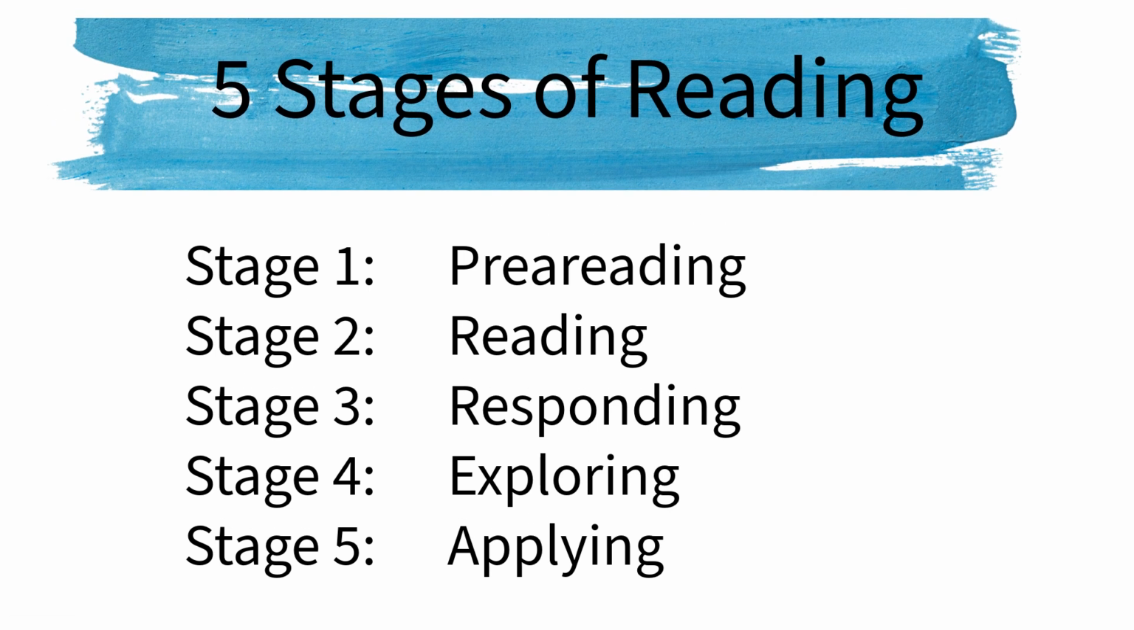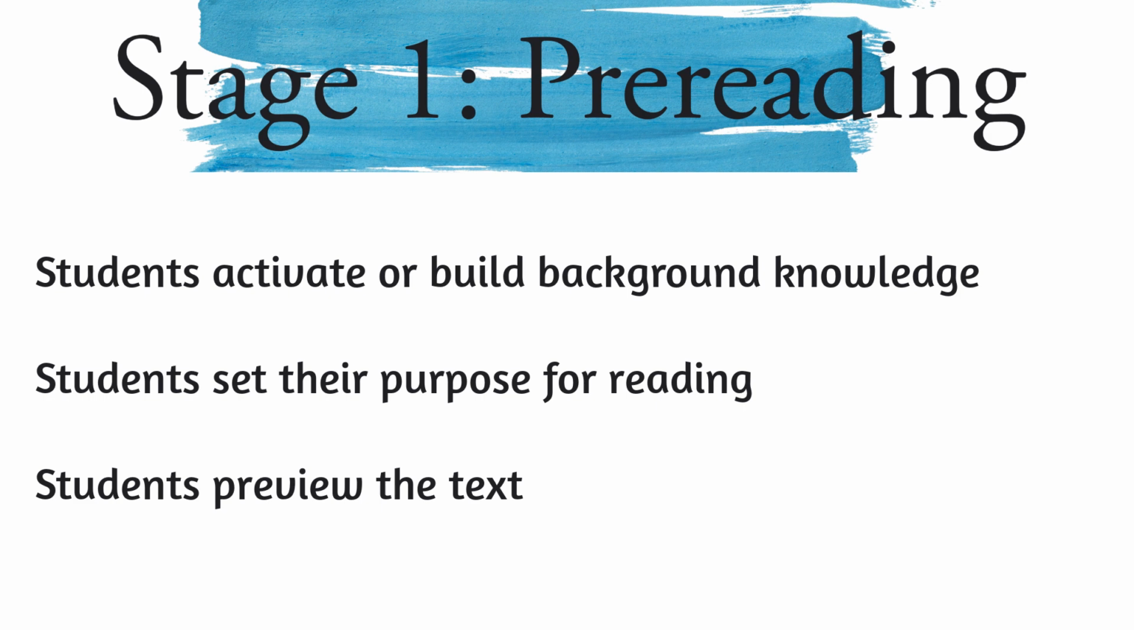The 5 stages of reading are pre-reading, reading, responding, exploring, and applying. During pre-reading, students activate or build background knowledge, set their purpose for reading, and preview the text.